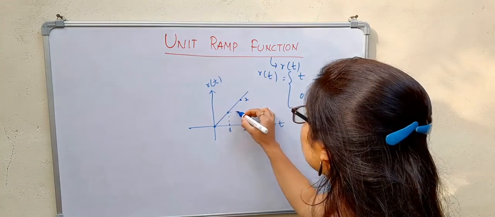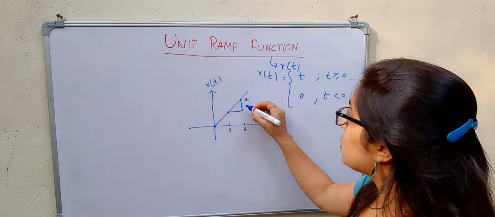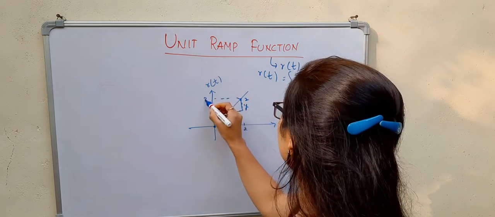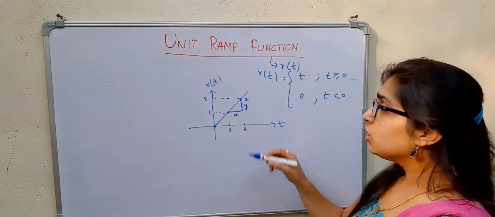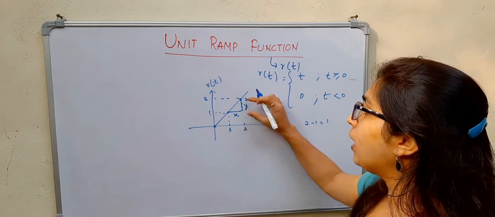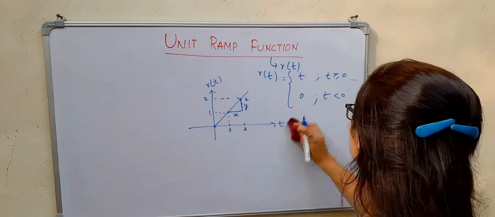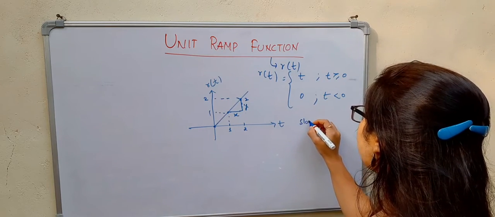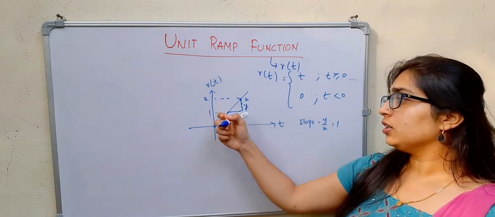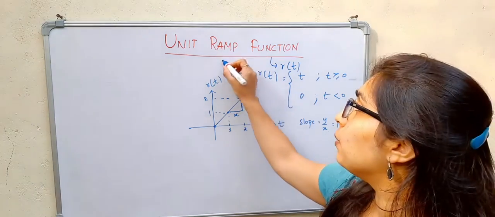Now if I consider a slope, this will be our y, this will be our x. So y is equal to, this is 2 and this is our 1, so 2 minus 1, that will be equal to 1. y is equal to 1. What will be your x? That is also 2 minus 1, that is equal to 1. So here the slope is equal to y by x, that is equal to 1. So this ramp function has a unit slope. So this is called the unit ramp function.